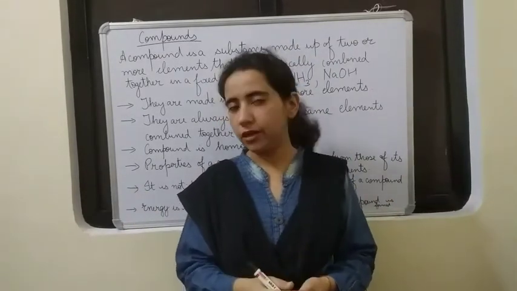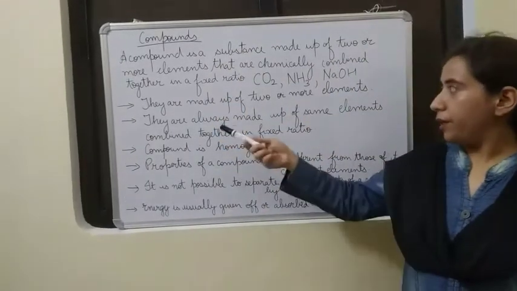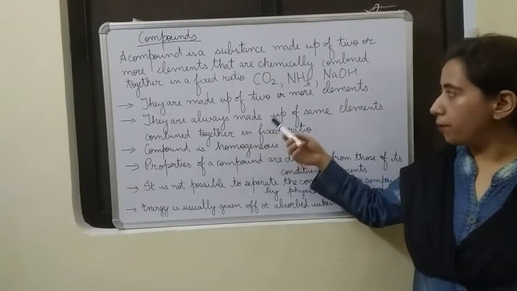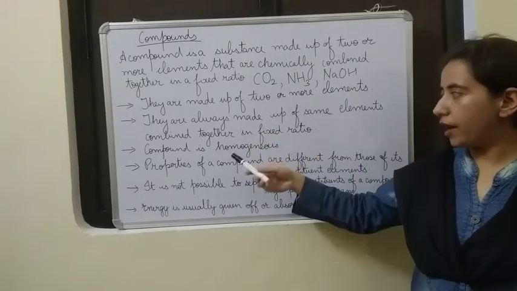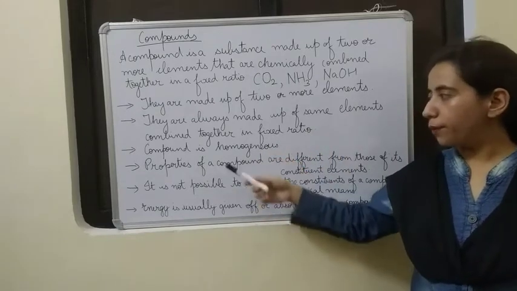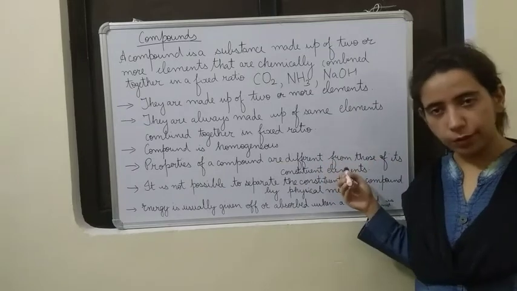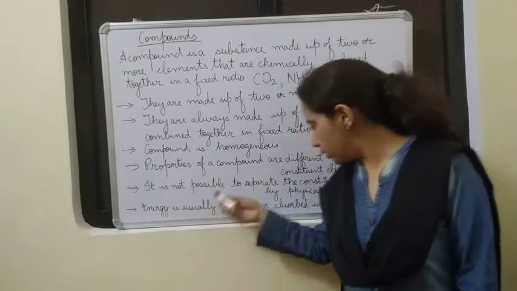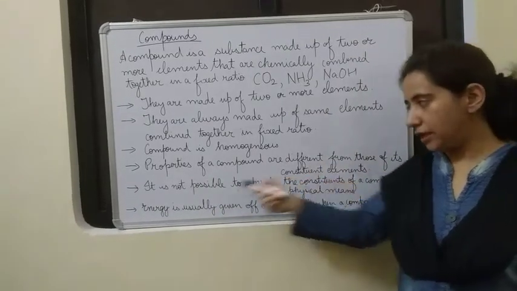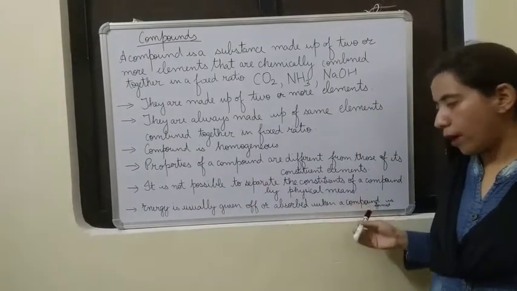Alright. So let us have a quick recap of the characteristics. They are made up of two or more elements. They are always made up of the same elements combined in a fixed ratio. Compound is homogeneous. The properties of compounds are different from those of the constituent elements. It is not possible to separate the constituents of a compound by physical means. And the last, energy is usually given off or absorbed when a compound is formed.